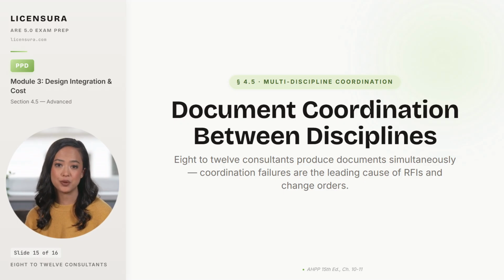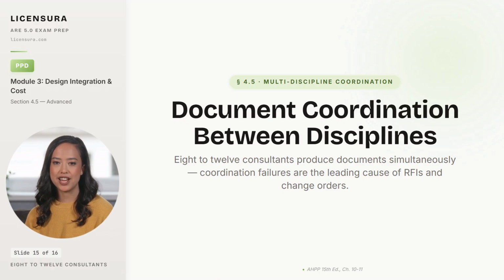Under AIA B101, the architect's basic services include coordination of consultants, and the owner is entitled to expect that the documents work together. When they do not, the owner's lawsuit names the architect, and the architect's professional liability carrier pays out the cost differential, which usually exceeds the entire design fee for that phase.